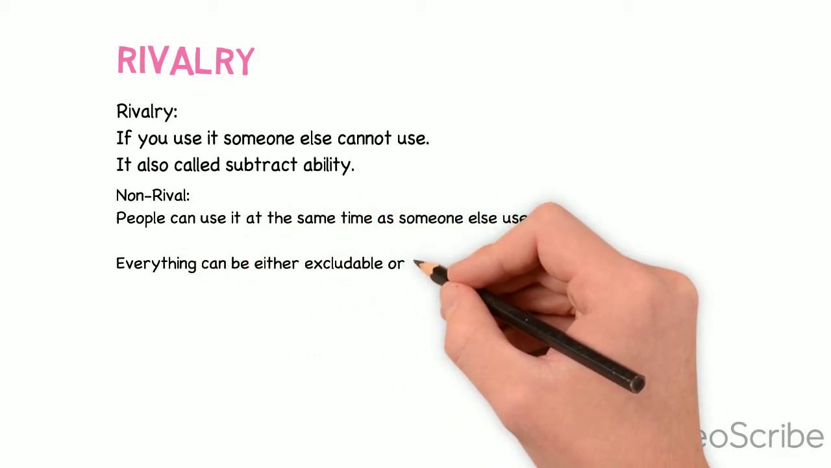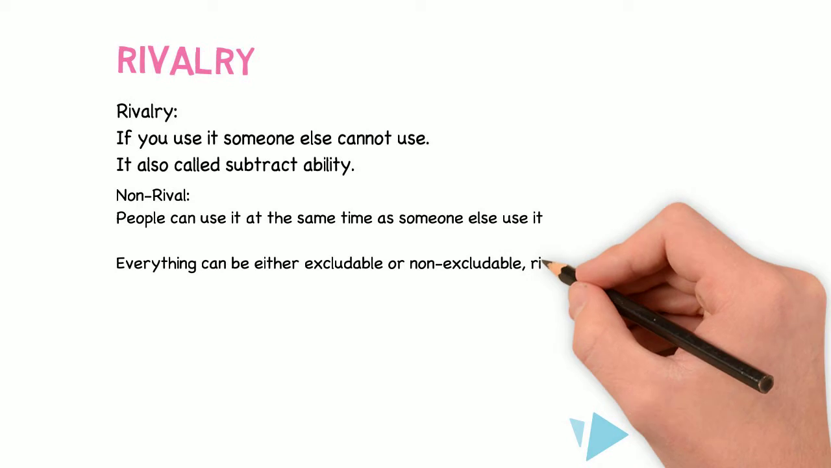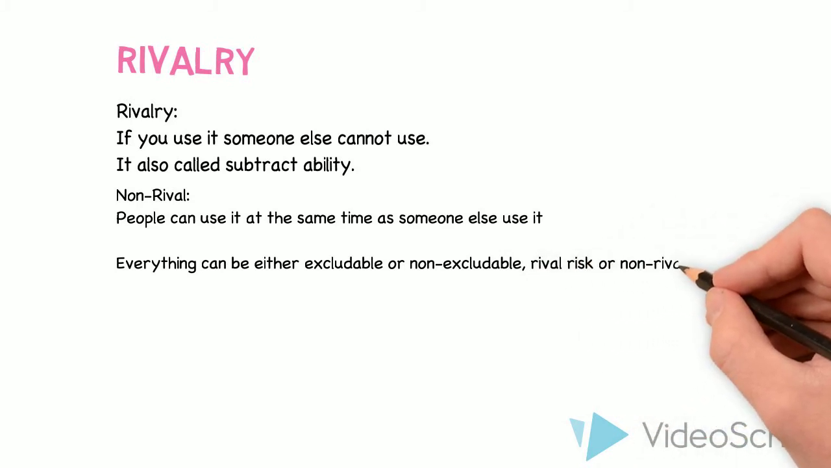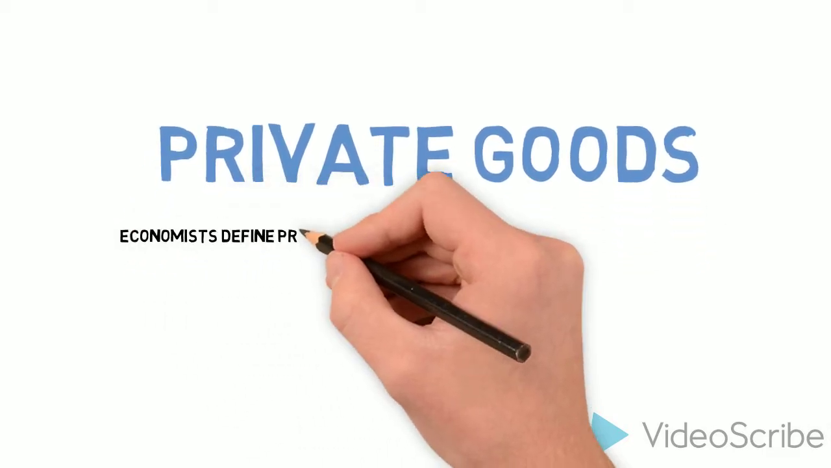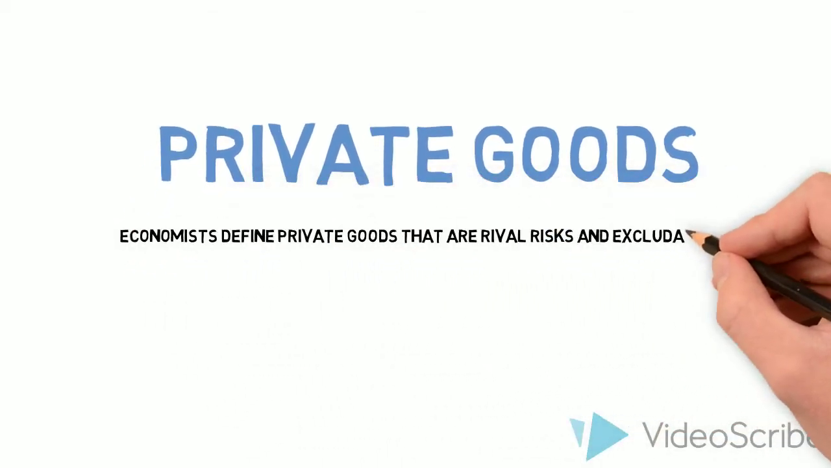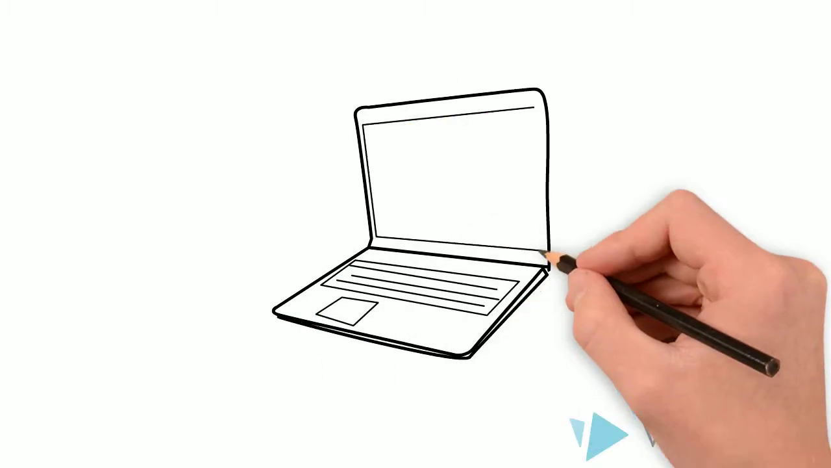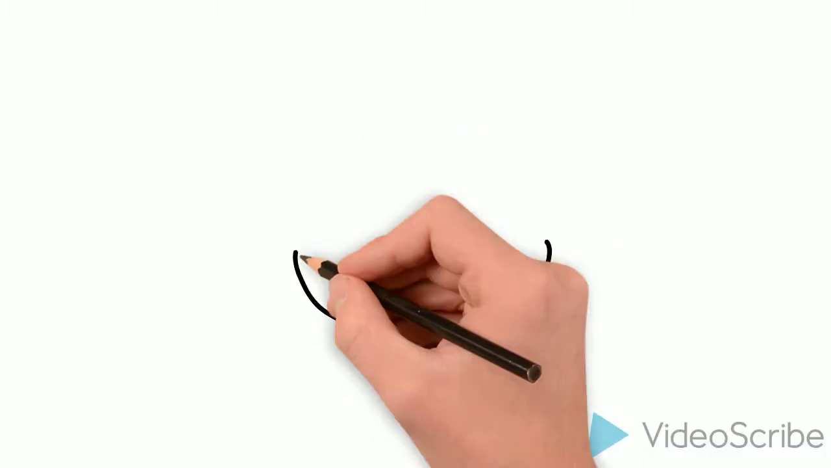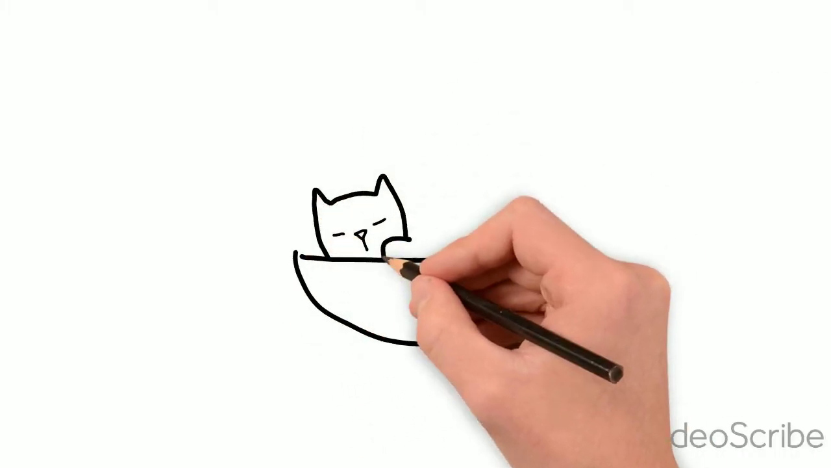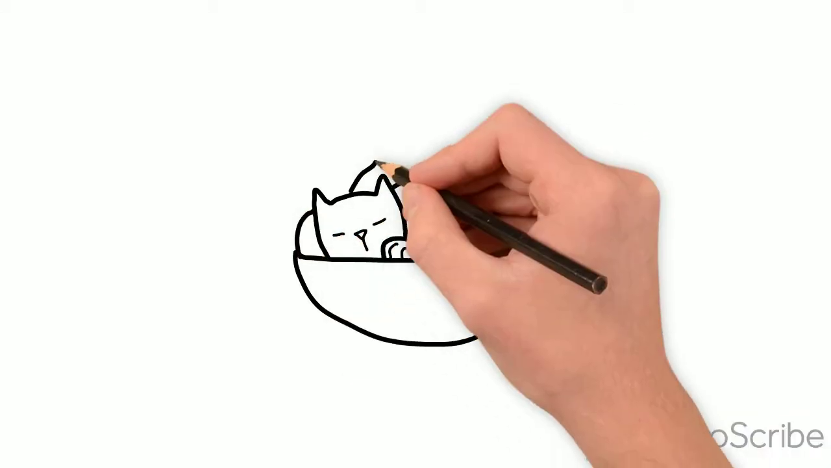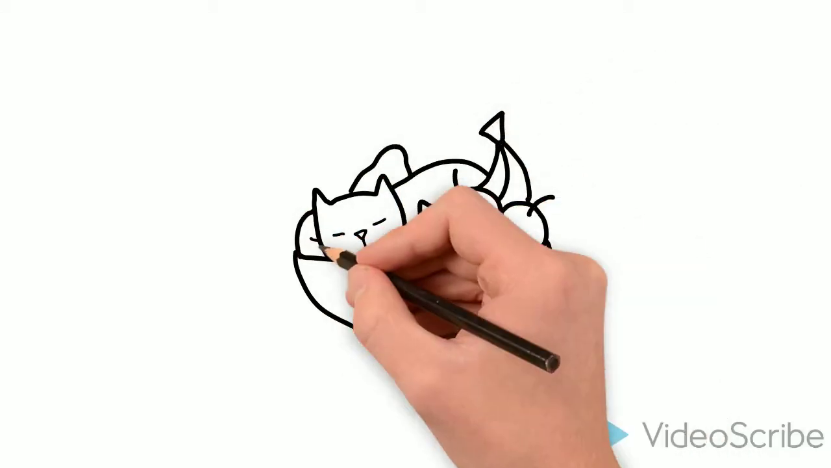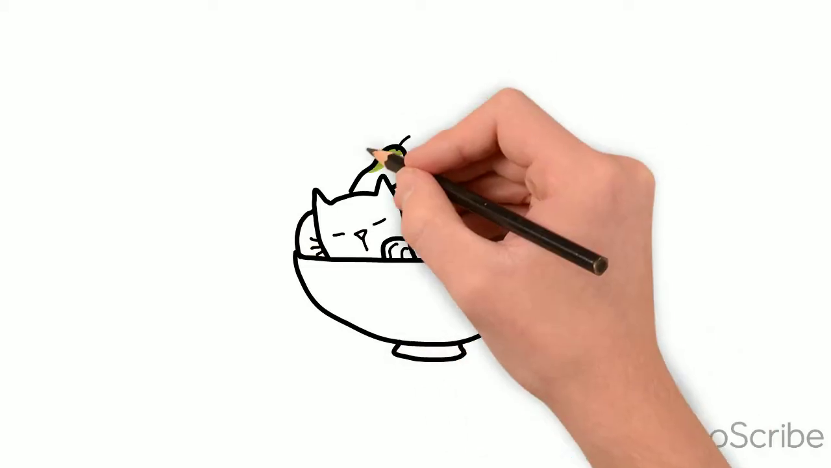Okay, now let's say everything can be either excludable or non-excludable, rival or non-rival. Things that are rival and excludable we call private goods. So most tangible goods like cars, computers, or fruits in a store are rival and excludable because people cannot enjoy it without paying for it. And once people have bought it, then no one else can buy the same thing.